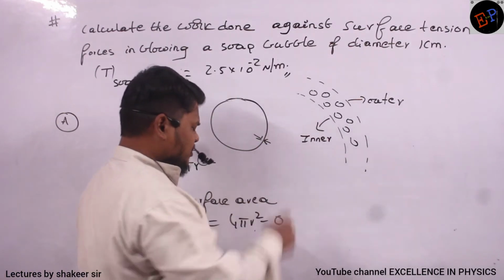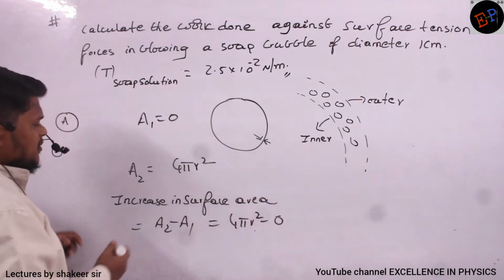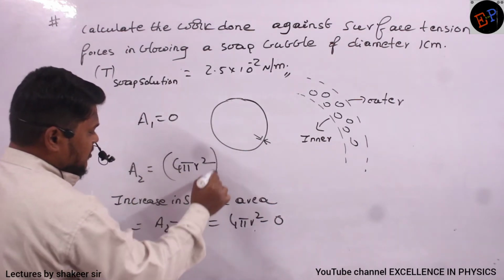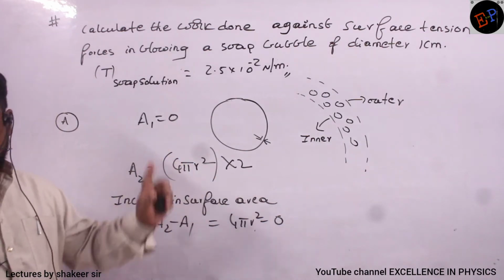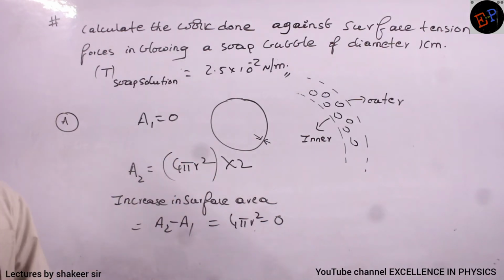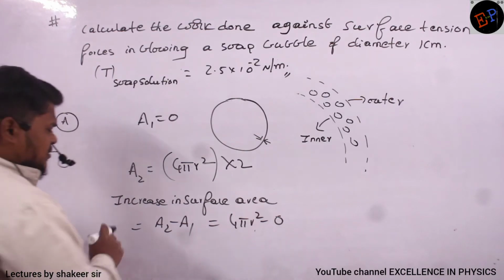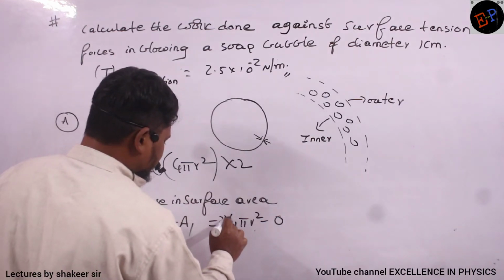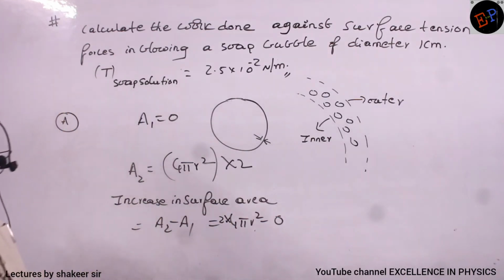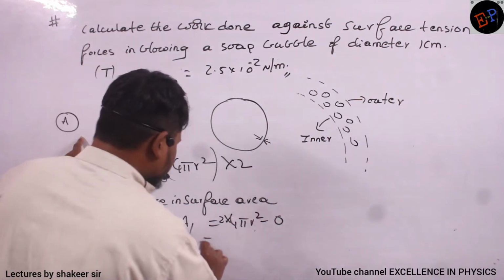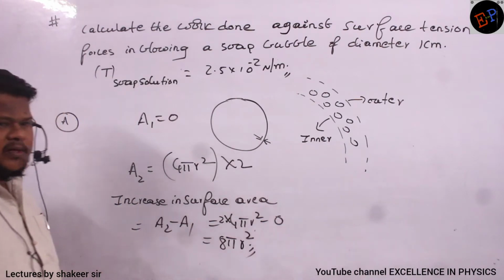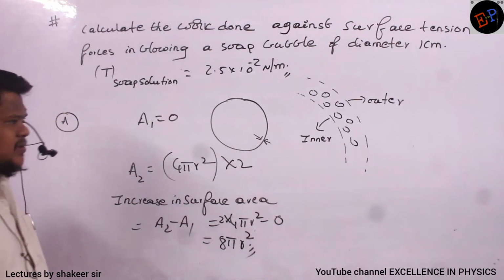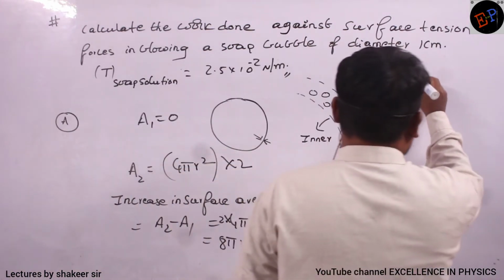Okay. So therefore, if you are blowing the soap bubble, you are not increasing area one time, but you are increasing the area 2 times. So multiplied by 2 I have to write. Then my equation becomes correct. Is it clear? So therefore, what is the increase in surface area? 2 into 4 pi r square minus 0, which equals 8 pi r square. So this is the total increase in surface area. Are you able to understand? So make a note point here.